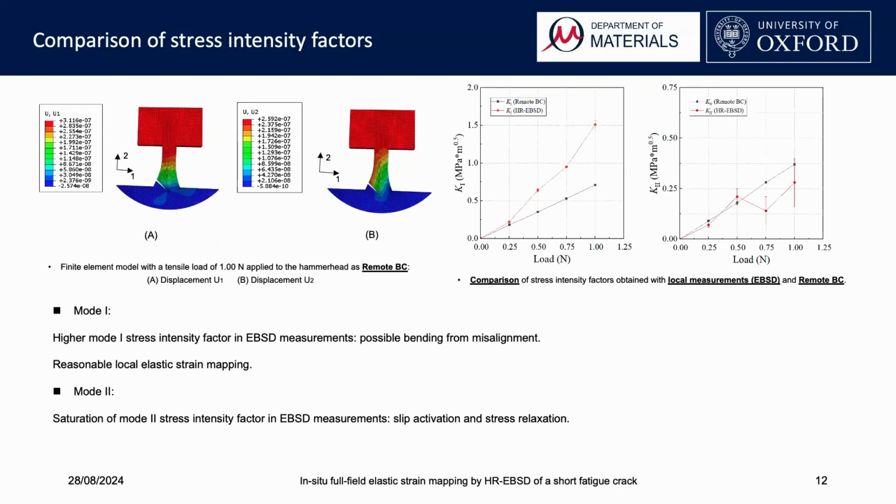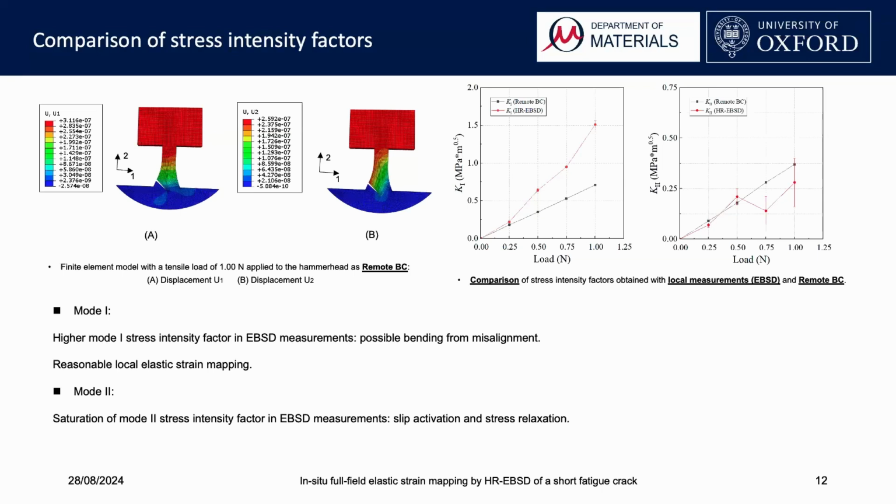To get an estimation of the theoretical J integral value and K values, we created a finite element model in Abaqus. And we applied a 1 newton load to the hammerhead to match the remote boundary conditions. The comparison between local measurements and remote boundary conditions is detailed in these two plots.